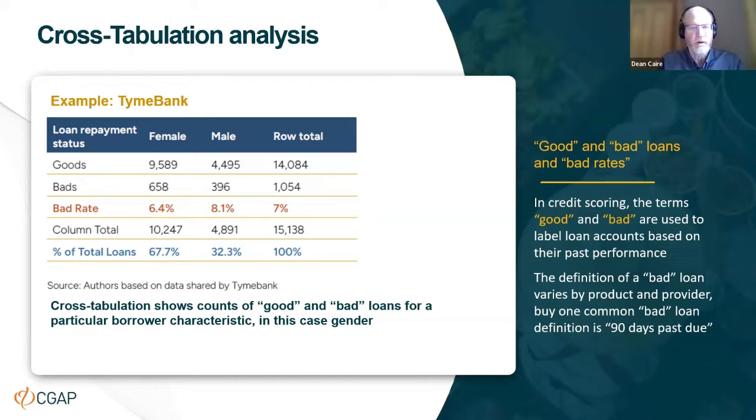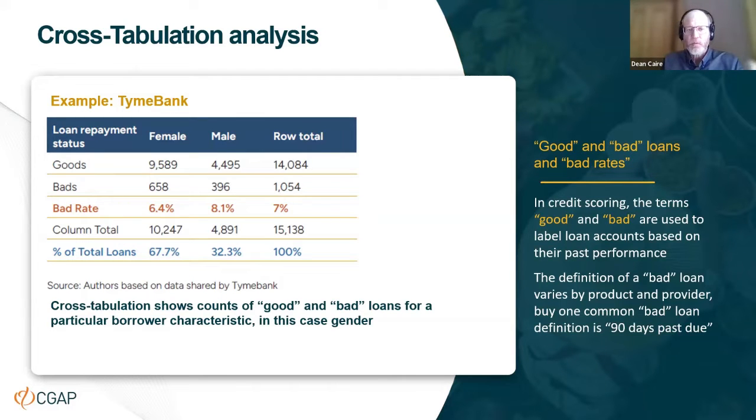So if we look at this cross tabulation, we see that in this example, which is based on data from Time Bank that was shared with us for the study, and we'll talk more about that as we go along, they made 10,000 loans to women, of which 9,589 were good and 658 were bad, and that was a bad rate of 6.4%. And we also see that the 10,000 loans as a percentage of the total, which is in the far column, was 67%. So they have a large majority of female borrowers with a bad rate of 6.4.